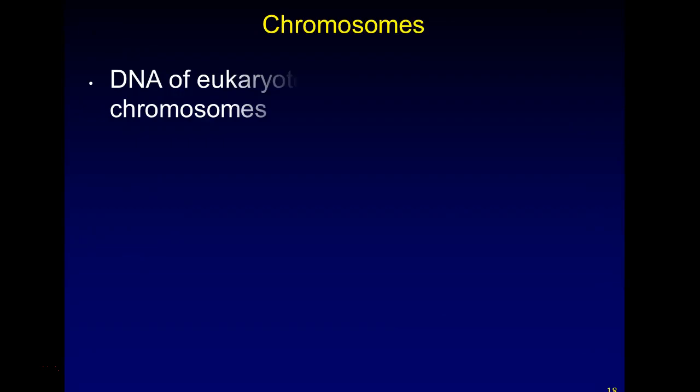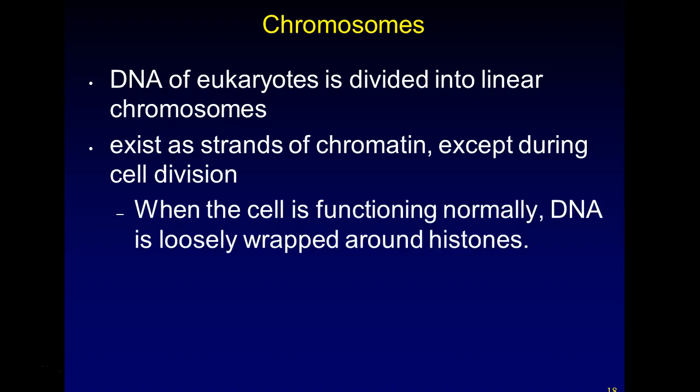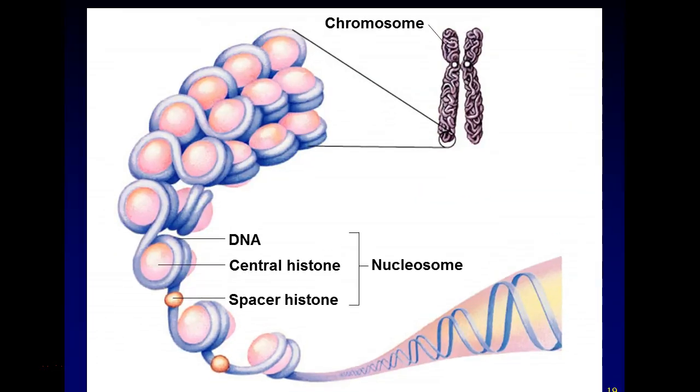So chromosomes: the DNA of eukaryotes is divided into linear chromosomes. They exist as strands of chromatin, except during cell division. When the cell is functioning normally, DNA is loosely wrapped around histones, which are proteins. Packaging proteins, thank you. Nucleosomes are clusters of histones. I'm going to show you a picture so you understand.